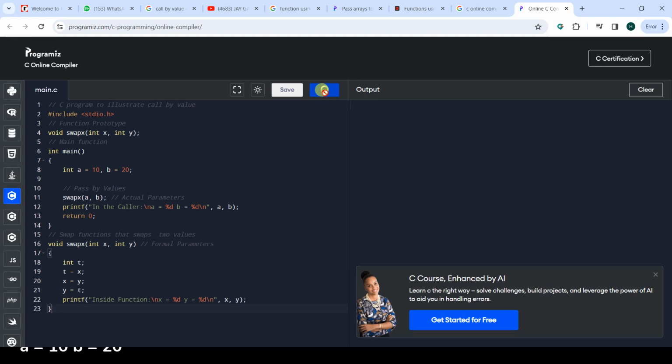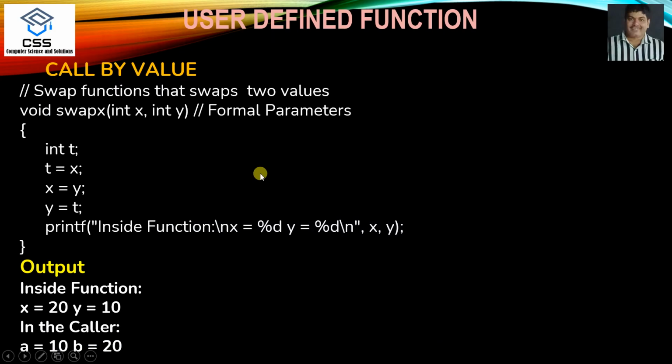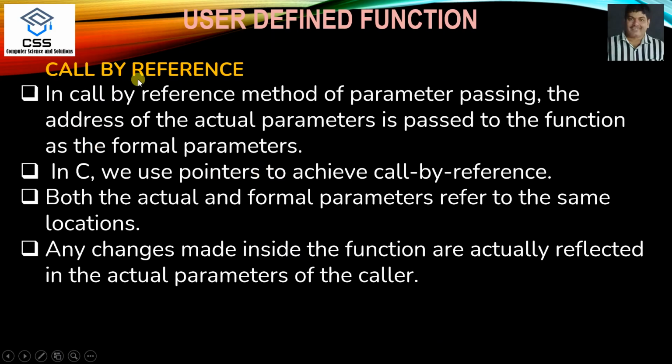Now, if I run the program, the result will be 20 and 10, while returning to the calling module again 10 and 20. That means the value permanently does not change. But how will it be done? That is by call by reference.